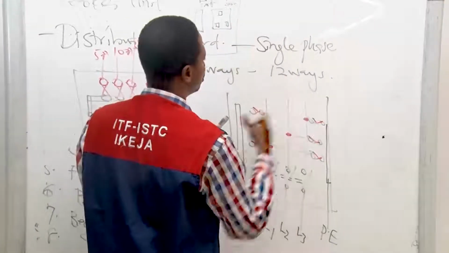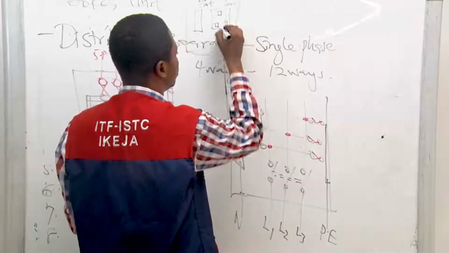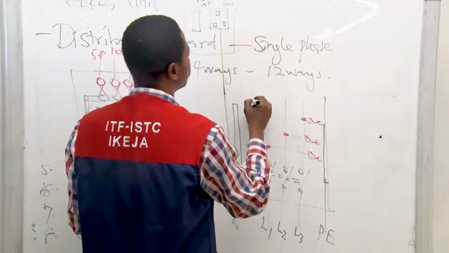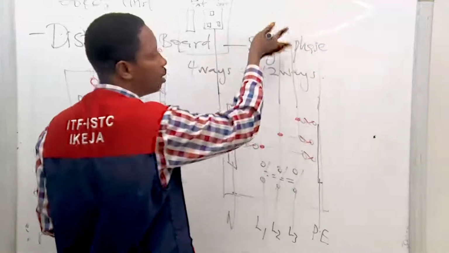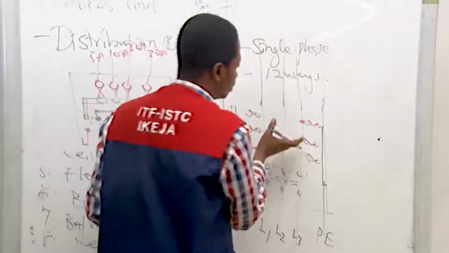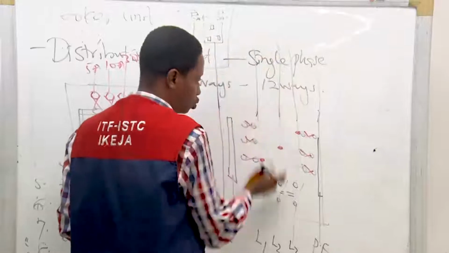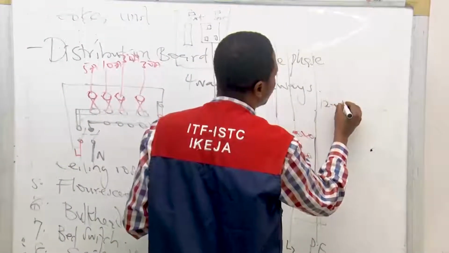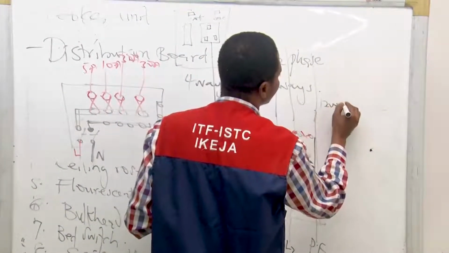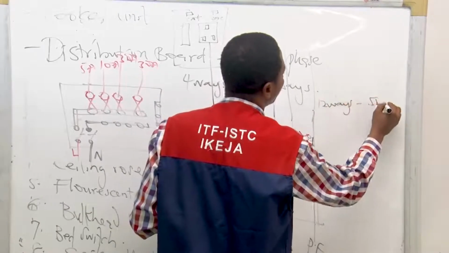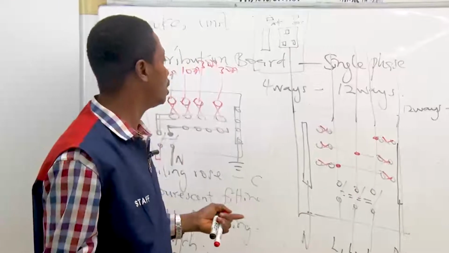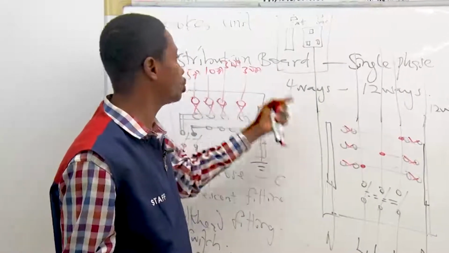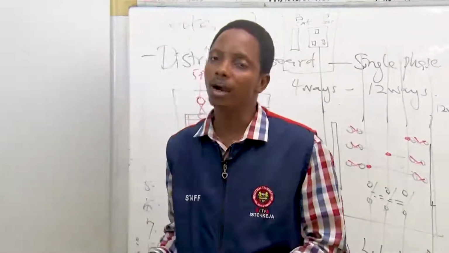It extends like that, we have 3 here, another 3, up to 12. We start from 12 ways to 54 ways. So talking about electrical accessory, another name for distribution board is consumer unit.